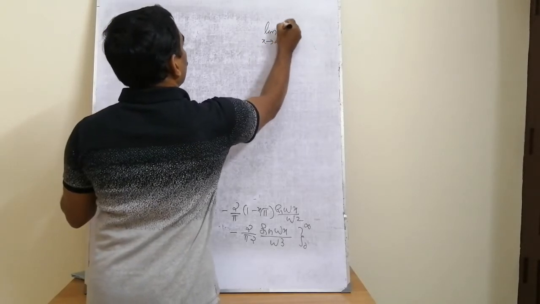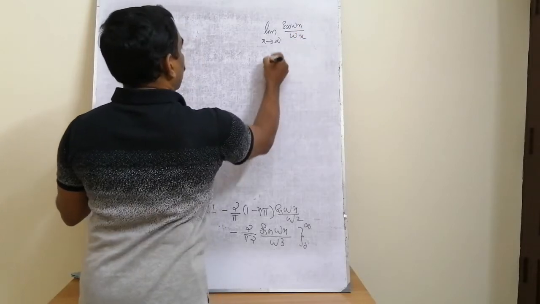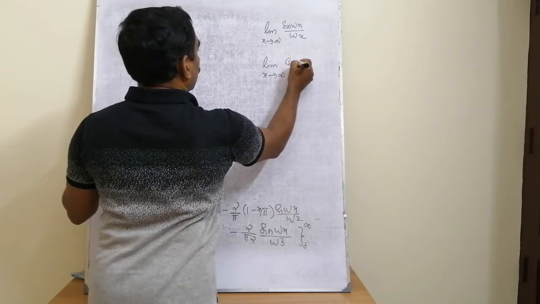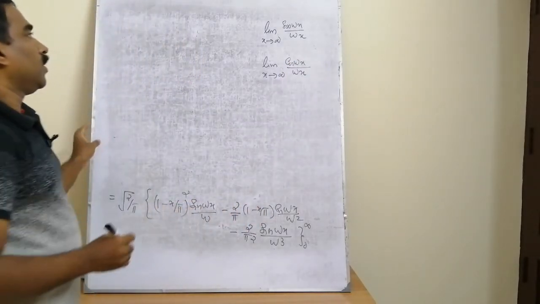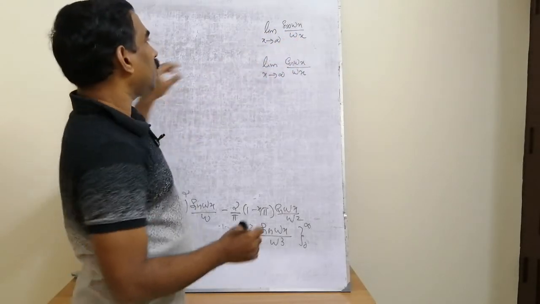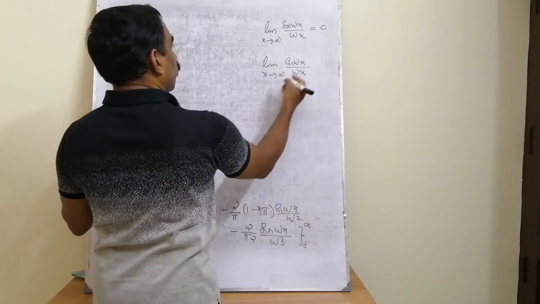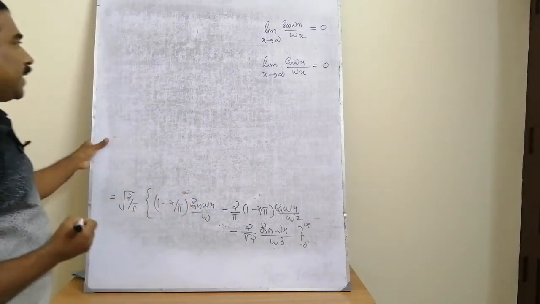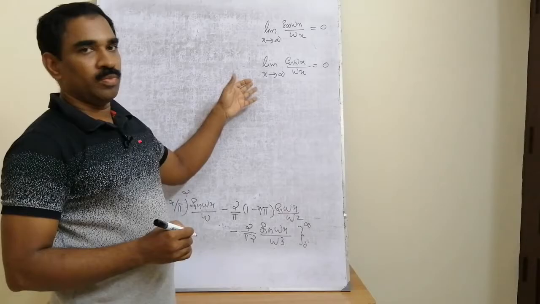In order to evaluate this upper limit, we are applying the results: limit as x tends to infinity of sin omega x divided by omega x, and limit as x tends to infinity of cos omega x divided by omega x. See, this sin omega x by omega x is a sinc function, and as x tends to infinity, we can see that this limit value goes to 0. And cos omega x by omega x also goes to 0 in the limit as x tends to infinity. I will explain these two concepts using GeoGebra.